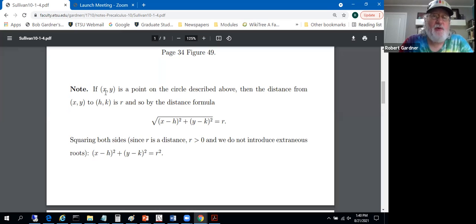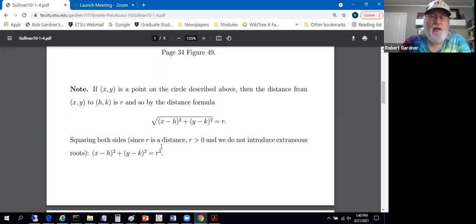Here is an x value, here's an x value. So we'll take the difference of these two, say x minus h squared, difference in y coordinates, y minus k squared, square root of, we want that to equal r. Notice r is non-negative because it's a distance. In fact, being a distance, we'll treat it as positive. We don't deal with circles of radius 0.